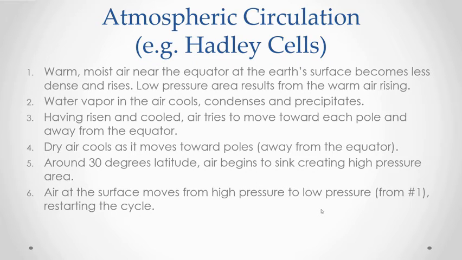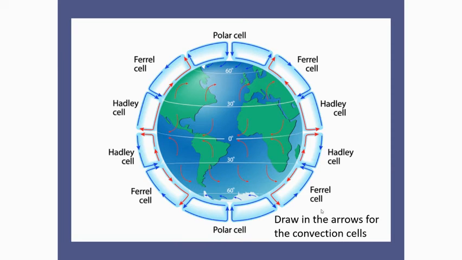In fact, there's not just Hadley cells on the Earth. There's another cell that moves from like 30 degrees to 60 degrees latitude. Those are the Ferrel cells. And then the polar cells are, of course, at the top near the north and the south poles. And you'll notice how these convection cells sort of complement each other. Like where the Hadley cell sinks, the Ferrel cell is also sinking, and then the air moves either north or south. Where the Ferrel cell rises, the polar cell also rises. And then generally air at the poles is sinking.